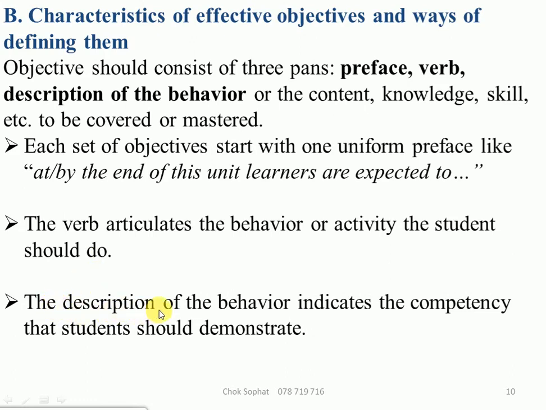The description of the behavior indicates the competency that the student should demonstrate. So what do we want our students to achieve at the end of the lesson? This is the behavior, which can be indicated as competency.